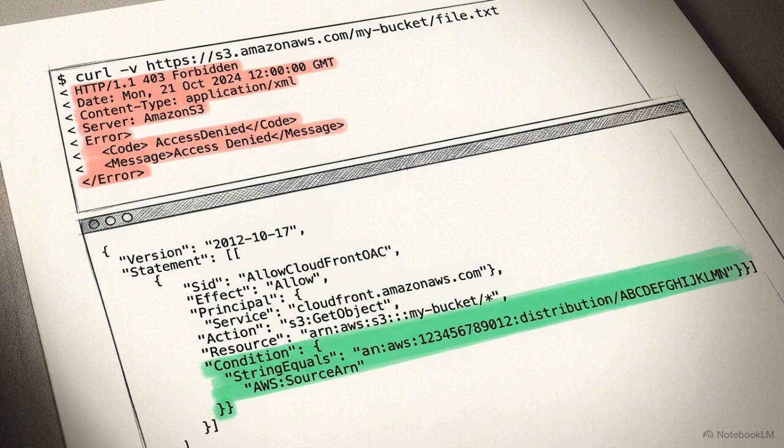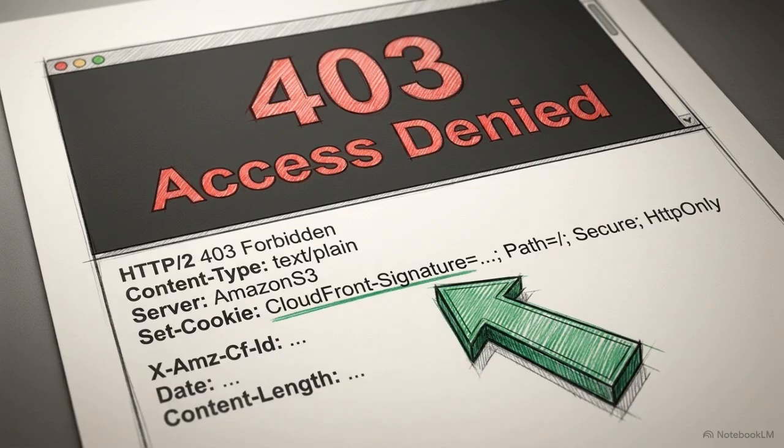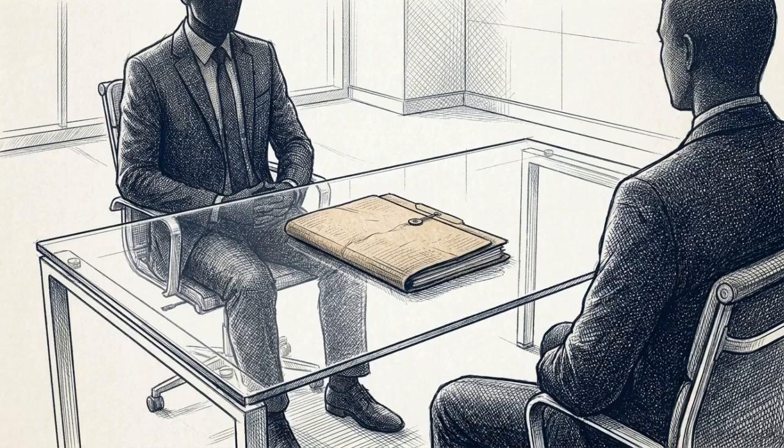Ensure your origin access control policy is perfectly aligned with your S3 bucket. Verify that the custom policy strictly matches the exact protocol, including the HTTPS prefix. Finally, check your header parameter ordering. The CloudFront signature must be the first value in the set cookie header, or the browser will fail to parse it. This leads to a classic senior architecture interview question.